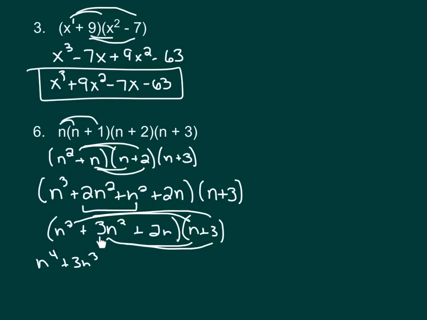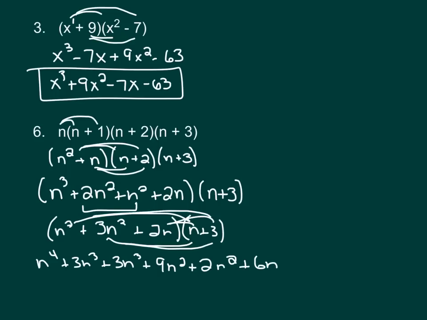So 3n squared times n, well, again, you add the exponents. There's a 1 in front of this n, so 3 times 1 is 3, and n squared times n would be n cubed. So it's going to be 3n cubed. And then 3n squared times 3, just multiply the numbers, so 9n squared. And then finally, let's distribute the 2n to both terms. So 2n times n is 2n squared, and 2n times 3 is 6n.